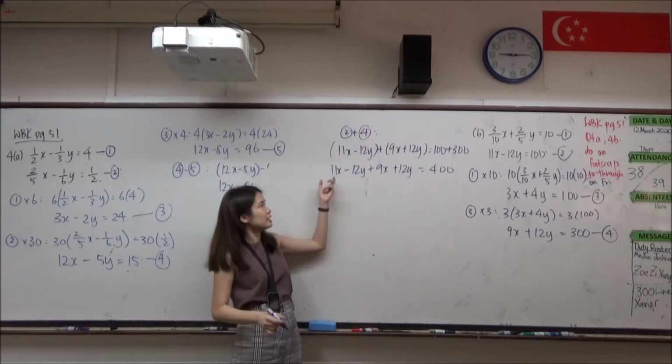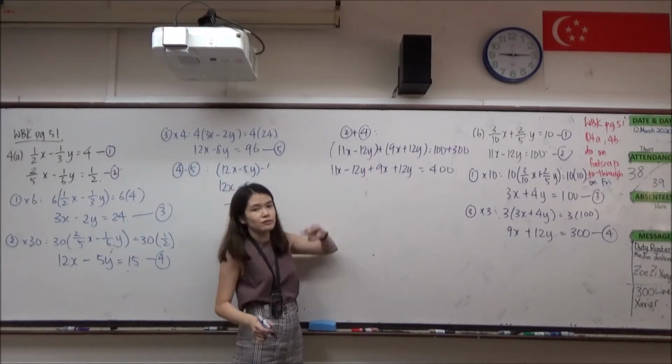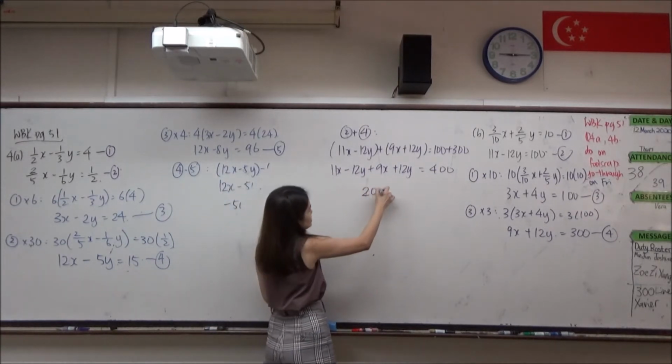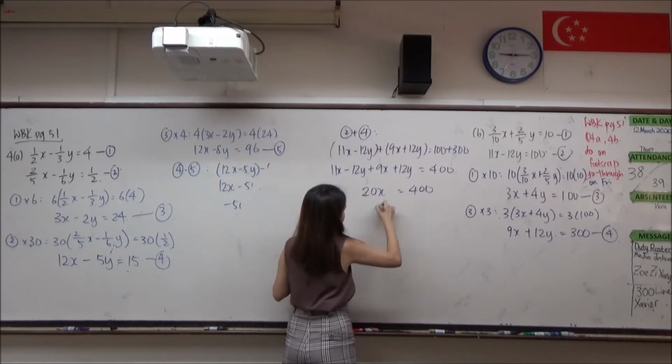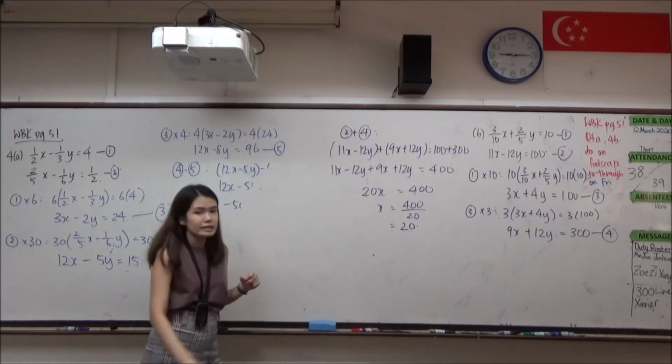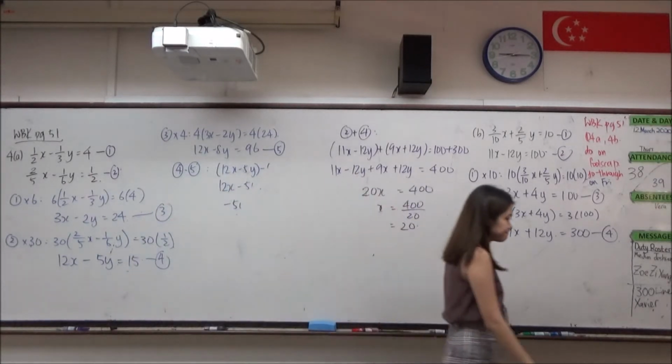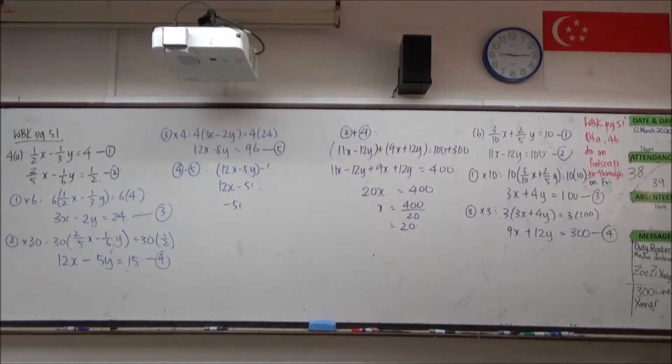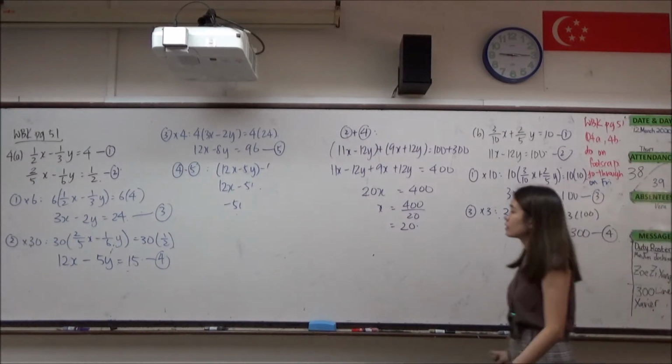The 12y is eliminated already, and we are having 11x with 9x. That gives us 20x. Then x will be equal to 20. So Kaishan, do you get x equals 20? Yes, that's good.